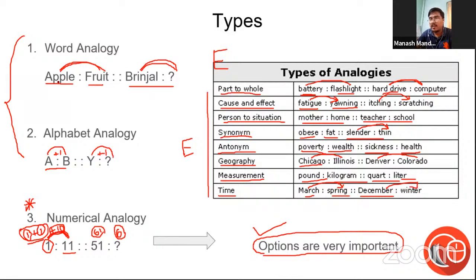Whenever you find a question on analogy, always first try to find out the relation. What is the relation between the first two parts? After you have understood the relationship, only then try to solve the question. These are the main types of analogies that you might face in an exam.